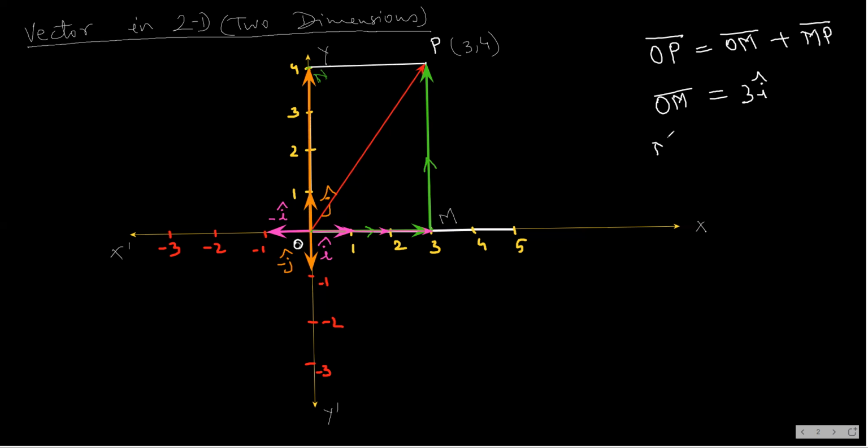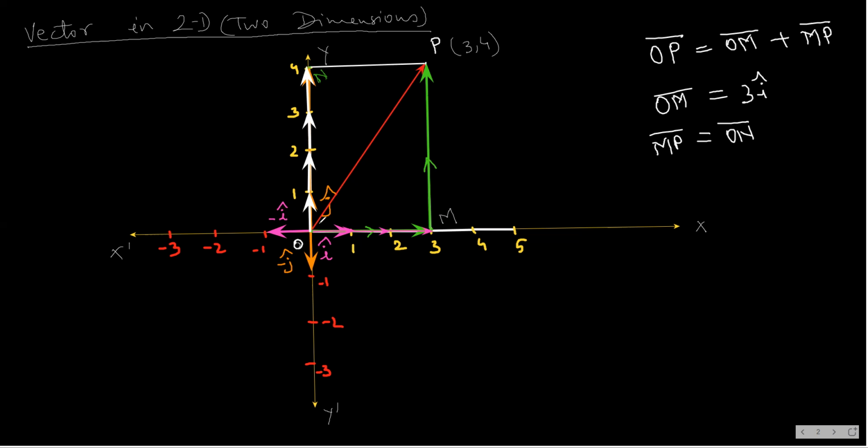I write MP bar equals ON bar. And what is ON bar? You will notice that if you could get 4 vectors in the direction of j cap, see, these all are j cap. You have total 4 j caps. So what is ON bar equal to?